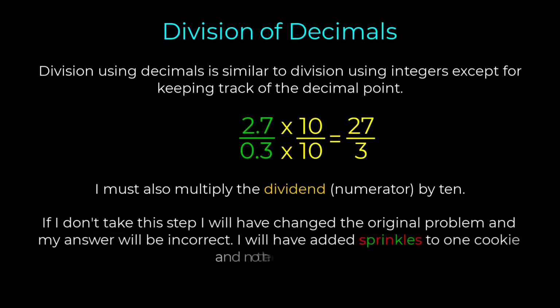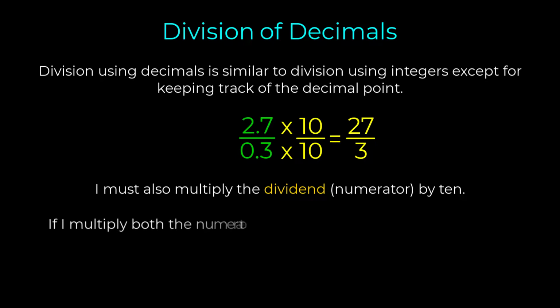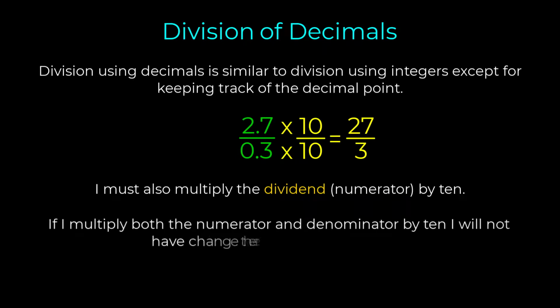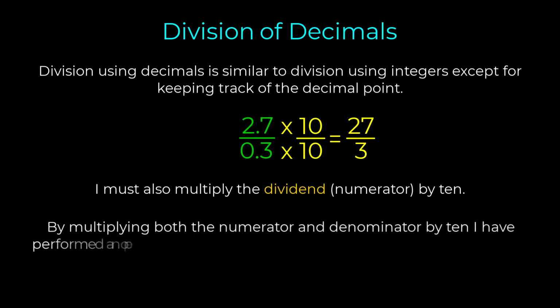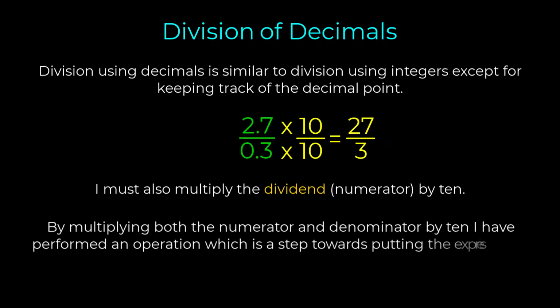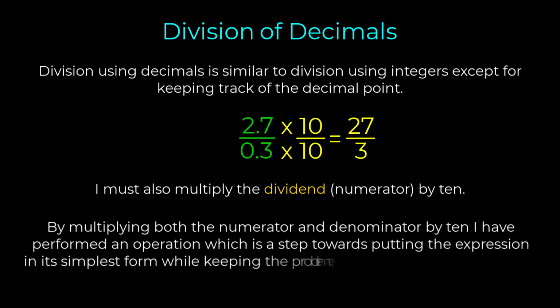I will have added sprinkles to one cookie and not the other. If I multiply both the numerator and denominator by 10, I will not have changed the resulting quotient. By multiplying both the numerator and denominator by 10, I have performed an operation which is a step towards putting the expression in the simplest form while keeping the problem equivalent to what it was.